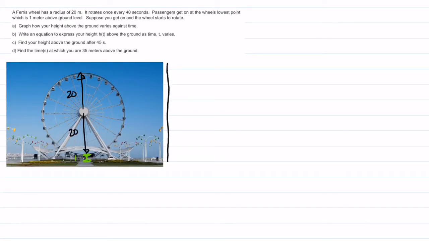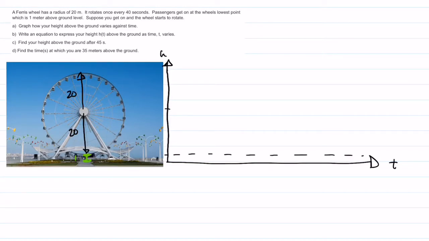Then I can set up my axes and I'm going to put in the low, the middle, and the high. The low is where you get on, which is 1 meter above the ground. And then the middle is the radius plus the low, so that's 21. And then up to the top is another 20, so 21 plus 20 is 41.